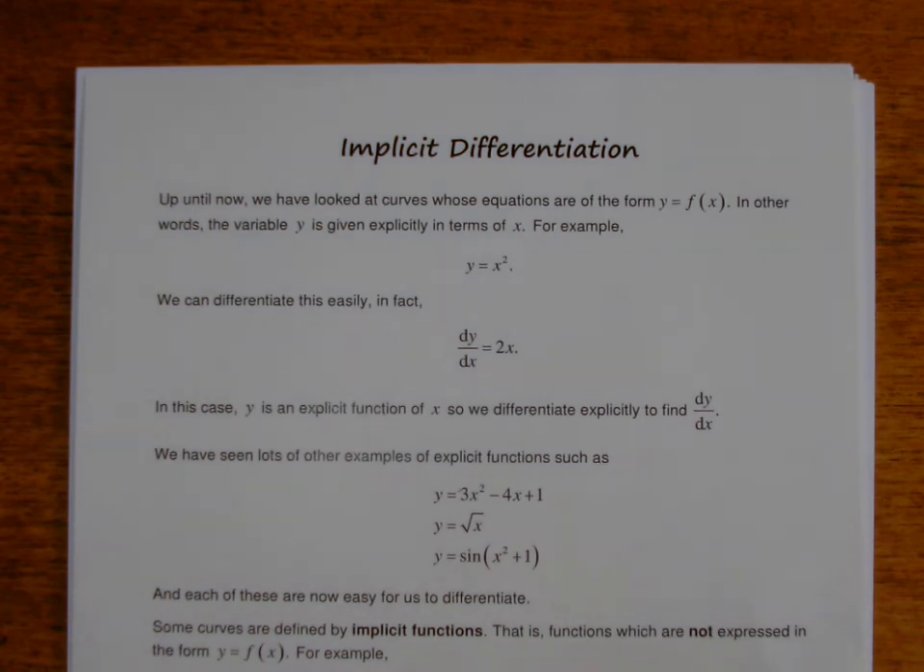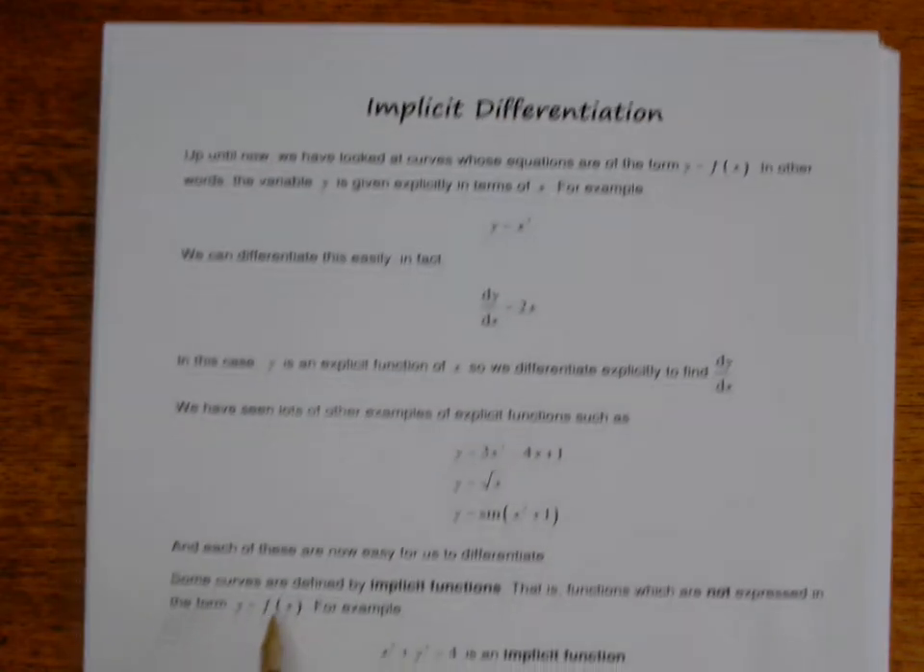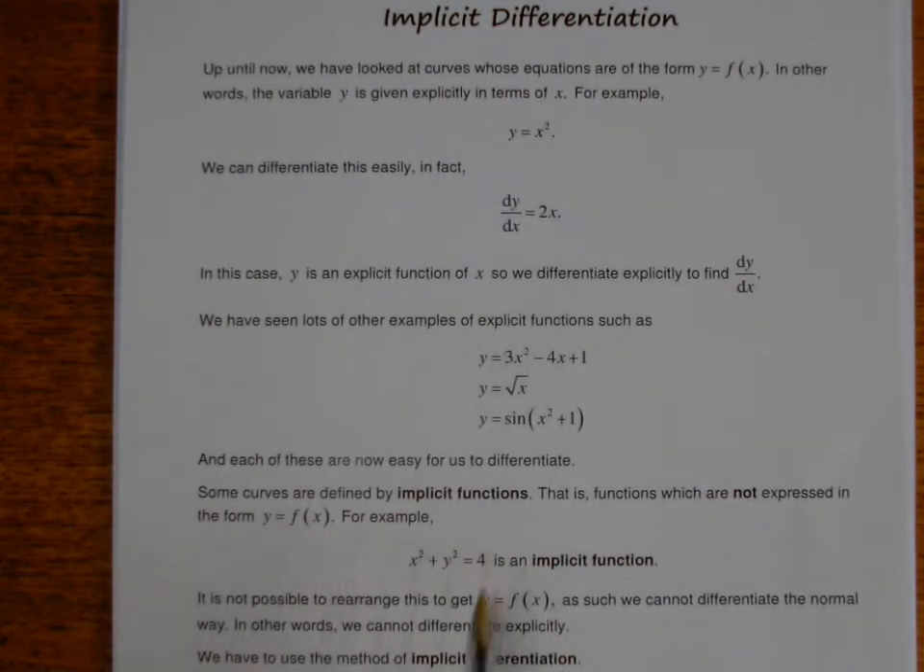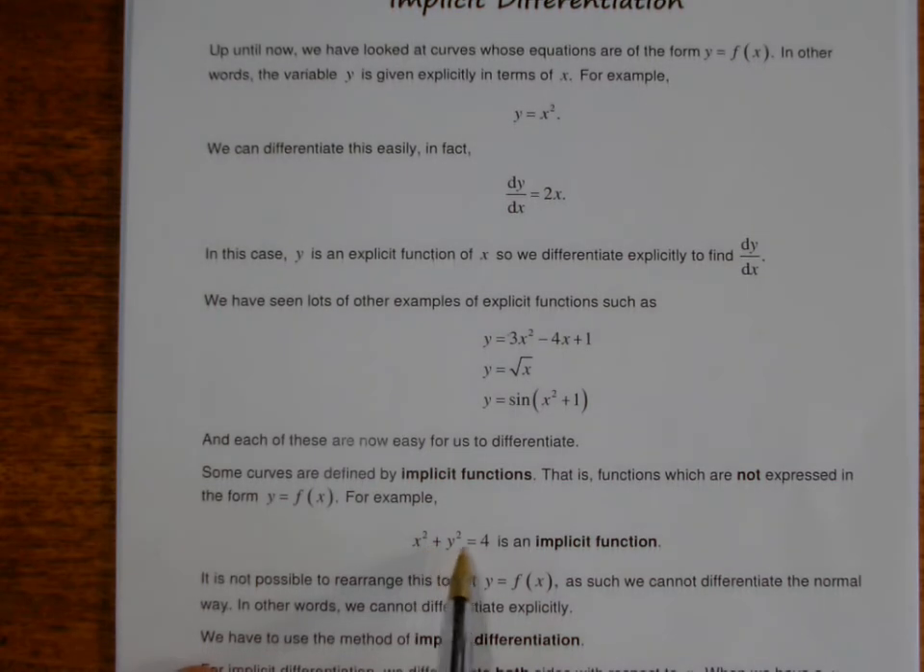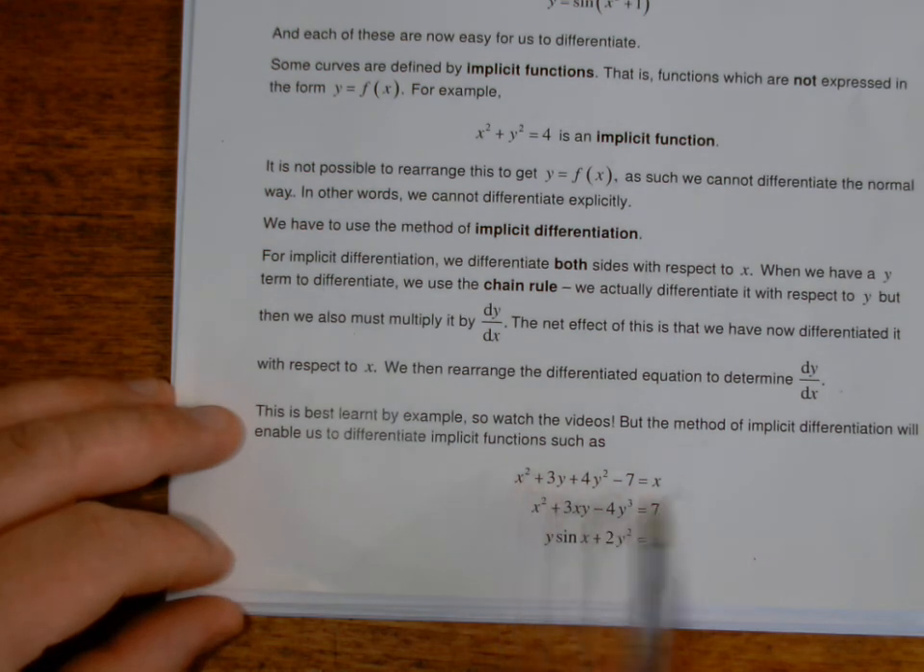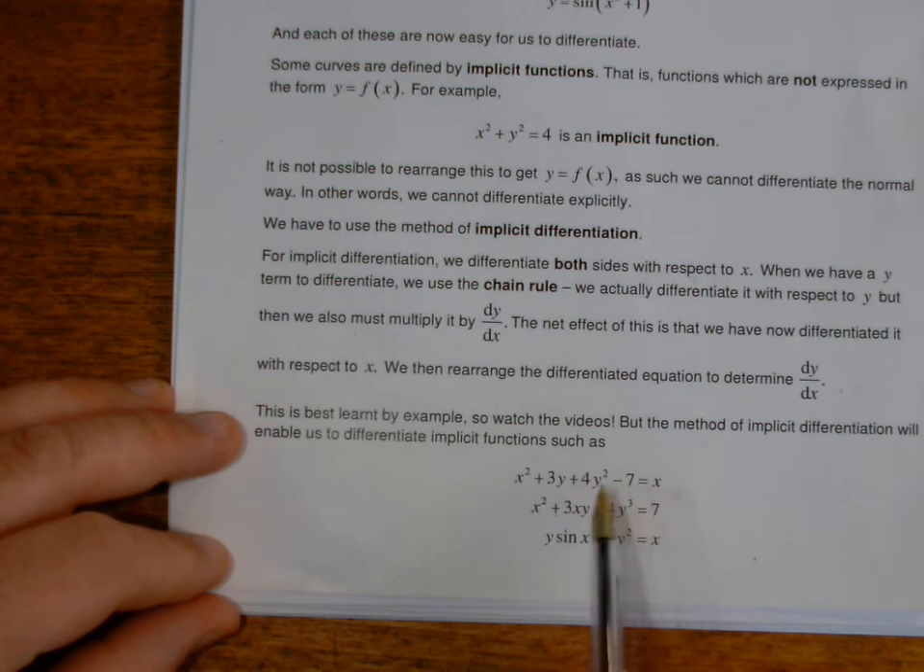However, not all functions are given in this form where we've got y in terms of x. Y is a function of x. Sometimes we have functions such as this one here. This is an example of an implicit function, because you haven't got y equals. You've got x squared plus y squared is equal to 4. Similarly, at the bottom of the page, we've got other, more complex examples where we haven't got y equals. These are what we call implicit equations.